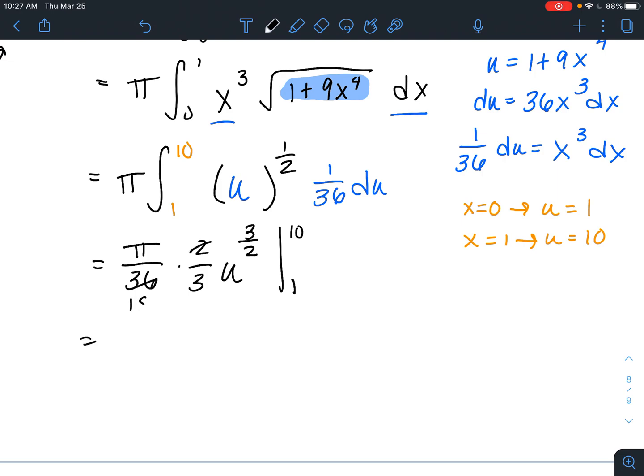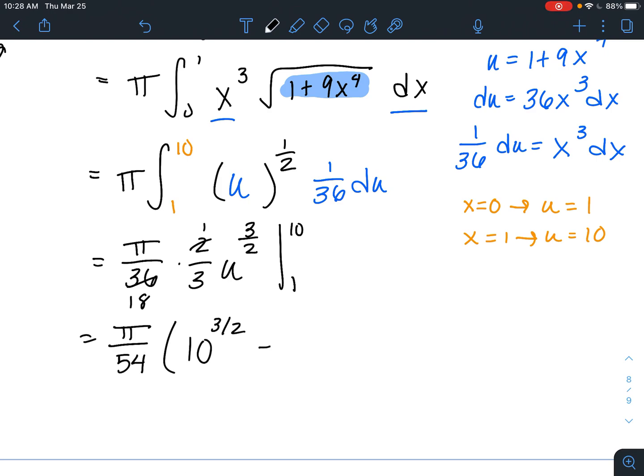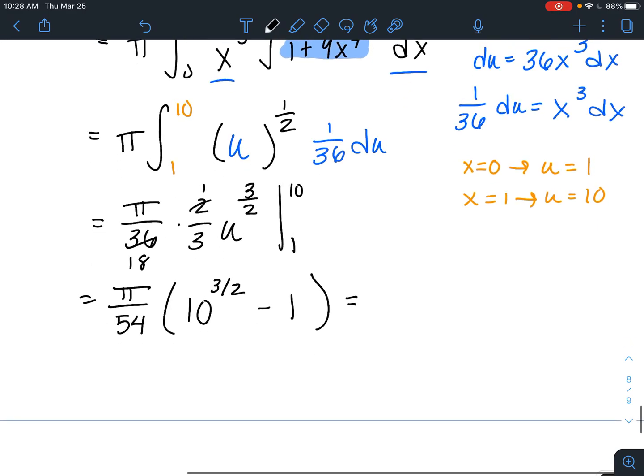Okay, so the 2 and 36 is going to reduce to 1 and 18. 18 times 3 is, let's see, 30 and 24, so 54. So I get pi over 54 times 10 to the 3/2 power minus 1 to the 3/2 power, which is 1. Okay, so 10 cubed is 1,000, and then the square root of 1,000, if we just go off to the side, right, that's 100 times 10, so this is 10 root 10.